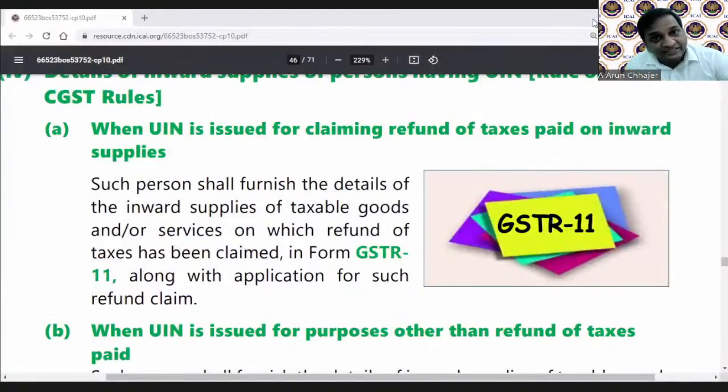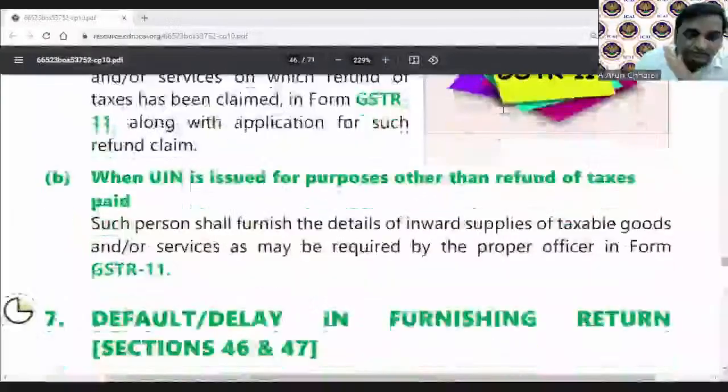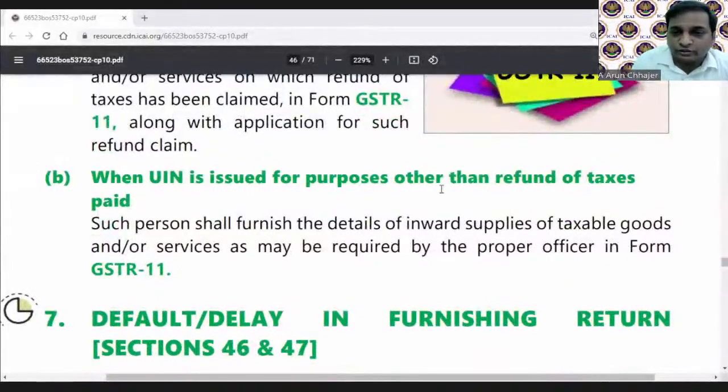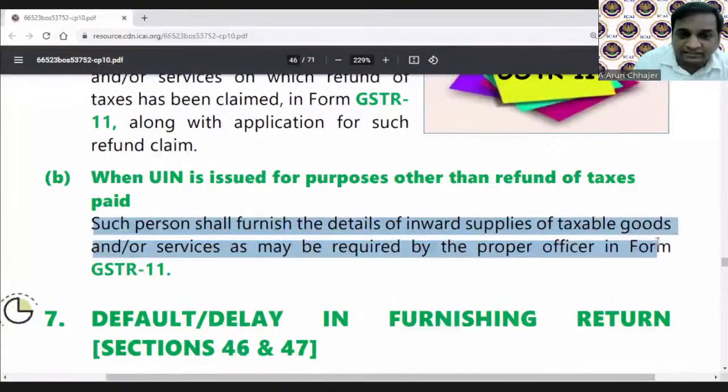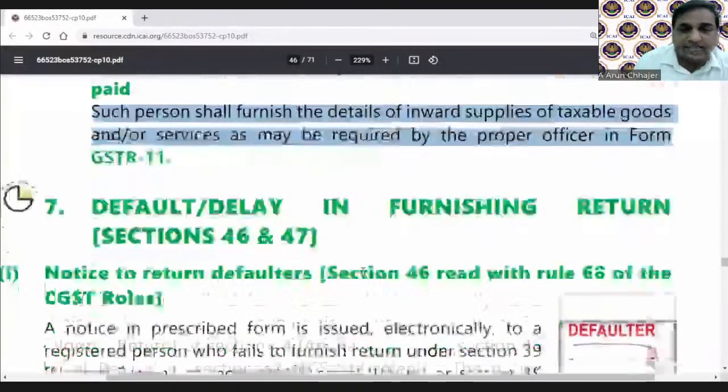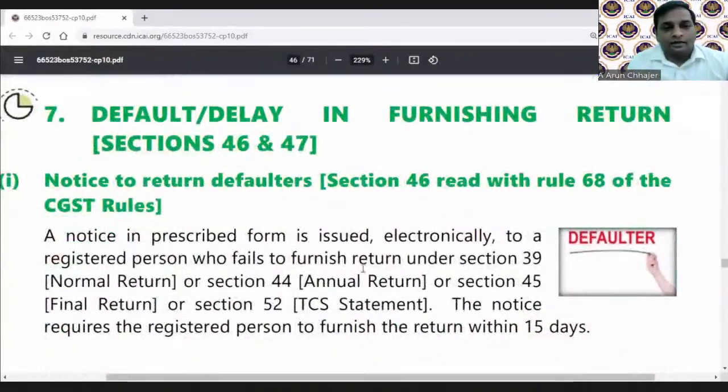Who has the UIN? We discussed in the registration chapter: an embassy or consulate needs to take registration under the UIN category, and the purpose of the UIN category is only to take the refund. When a UIN is issued, such person shall furnish the details of inward supplies of the taxable goods as may be required in GSTR 11. Now, default or delay in furnishing the return.